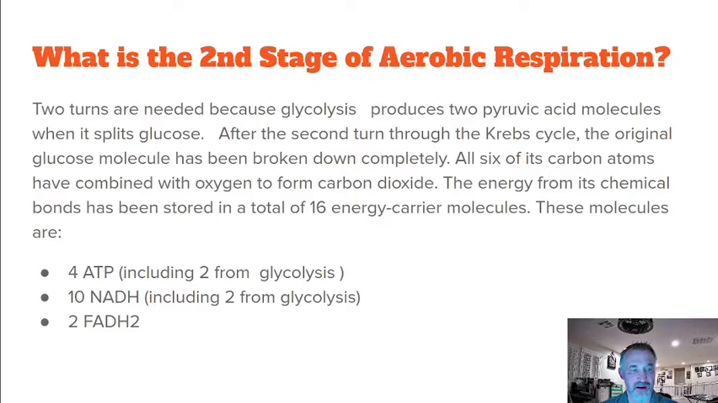These molecules are 4 more molecules of ATP. This includes 2 from glycolysis. So when you look at it, we get 2 ATP from glycolysis and 2 ATP from the Krebs cycle, or citric acid cycle. Then we made a whole bunch more NADH, including 2 from glycolysis, and a couple of FADH2. What you can think about as far as these NADHs and FADH2s is they're kind of like money in the bank. We can use these energy-carrying molecules in the next step to get a whole bunch more ATP.